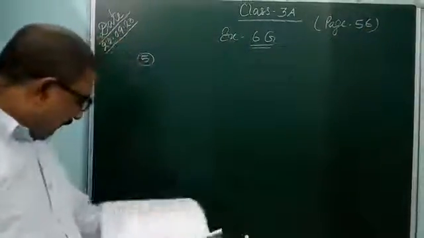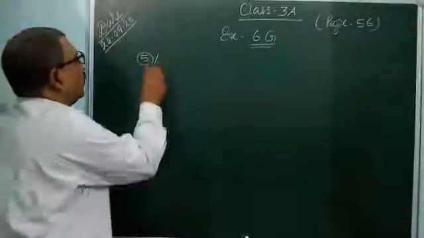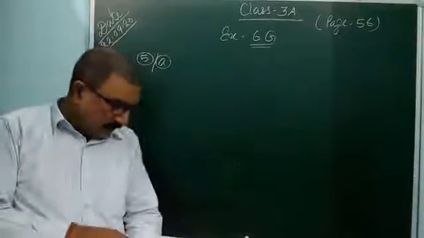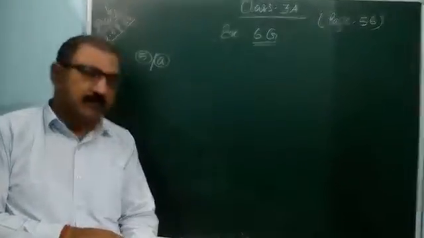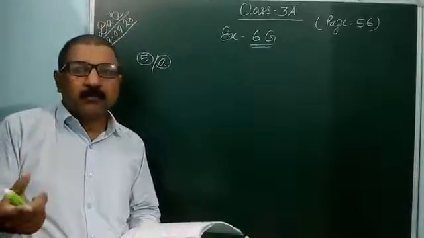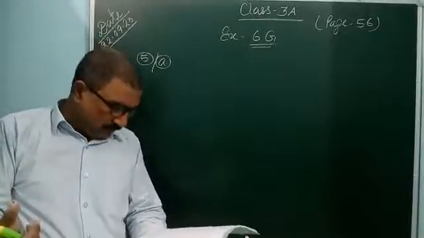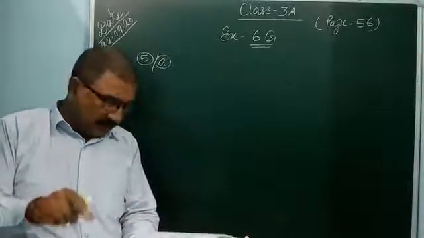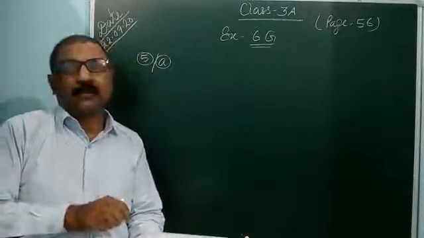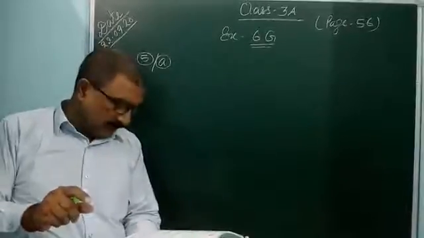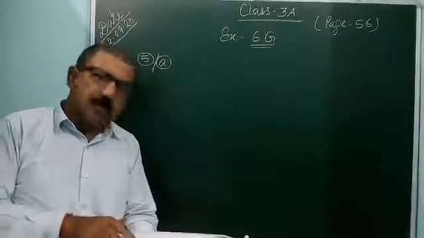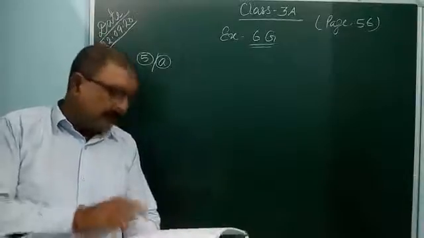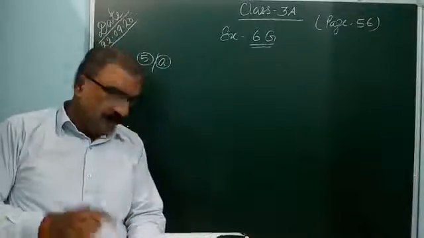Question number 5, you can see 5A. Anil had 64 color pencils. You can open your book to page number 56, and I am reading the question; you also see it in your book. Then you can understand. Don't only watch the video. First, open your book and see all the questions, and what I am reading, you can also see. Then you can understand the question.